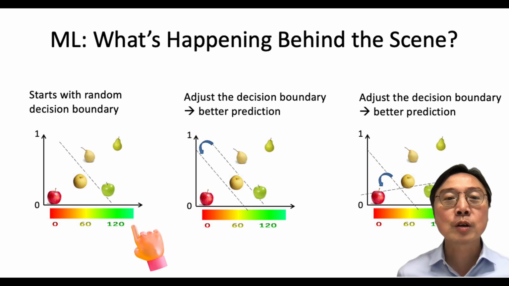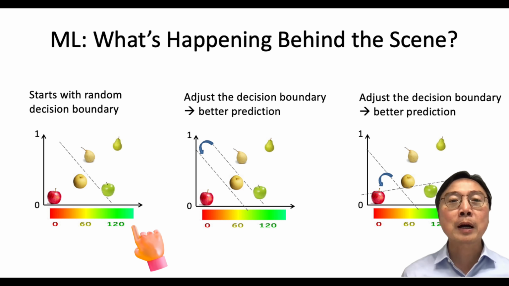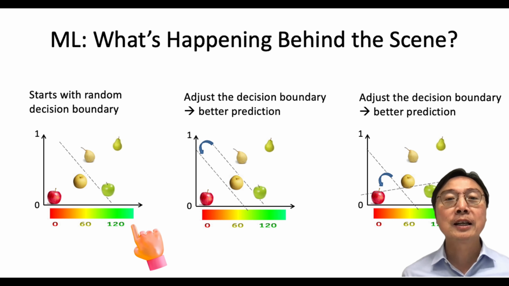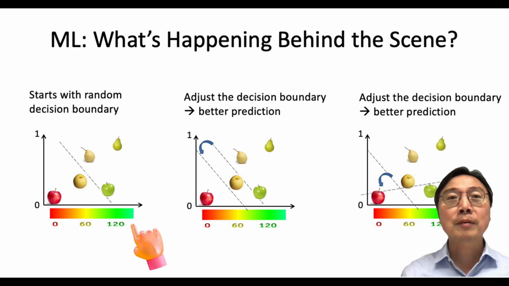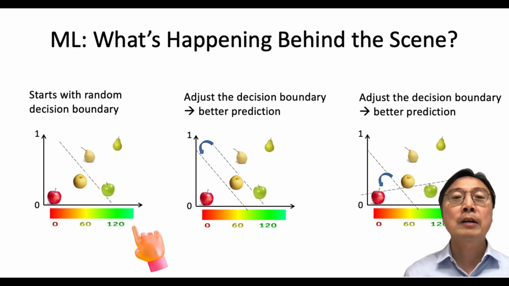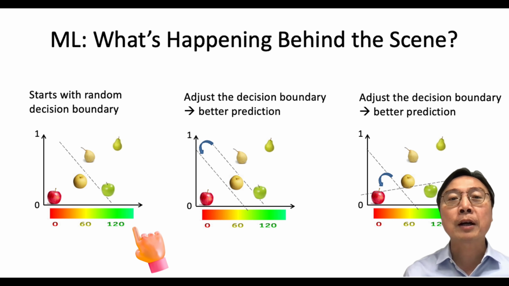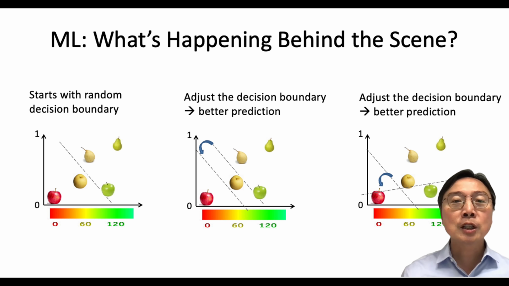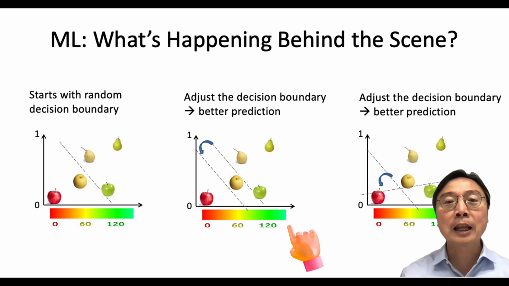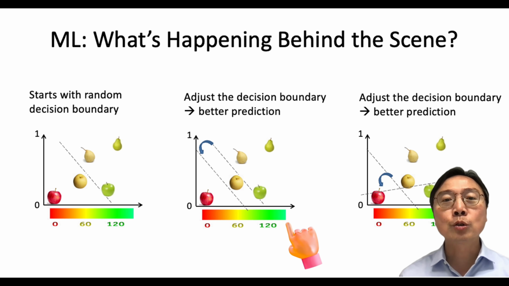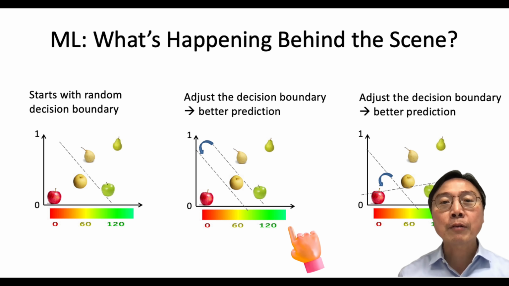Of course, randomly drawing a line for the decision boundary, it will make a lot of mistakes, right? And then there will be a lot of error. And we know the error because the data items are labeled, right? It is supposed to be apple, but then you put a pear there, so we know that there's an error. And then the machine learning algorithm, the second stage is to adjust the line so as to reduce the errors, to make better and better predictions.